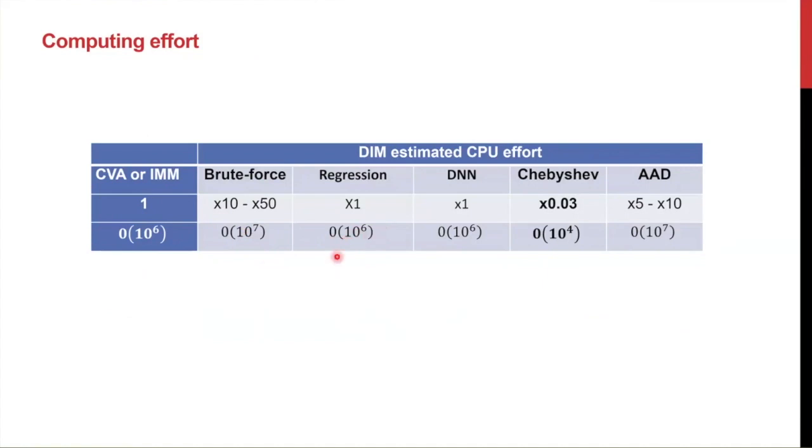Still, you've got this effort. Deep neural nets, again, 10 to the 6. Chebyshev actually reduced it considerably, in our case, to 10 to the 4. So, huge computational savings. Now, here we've added AAD.